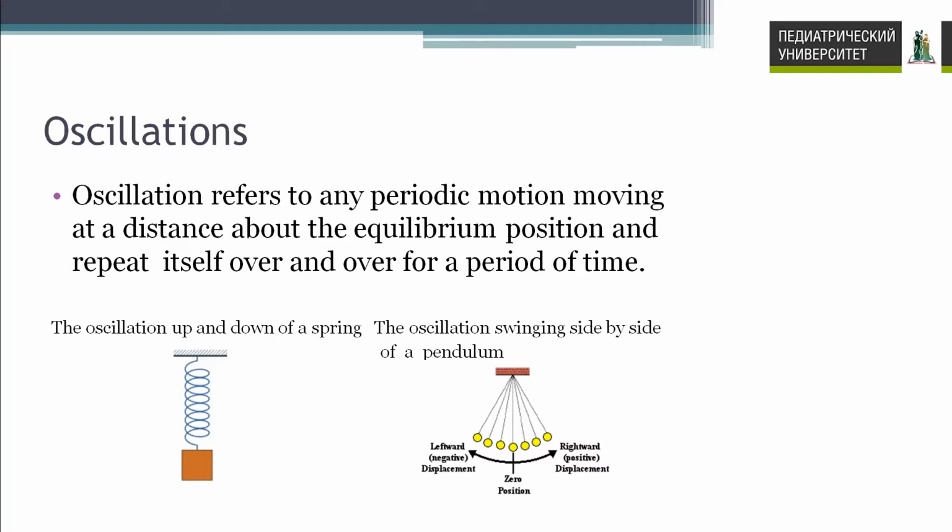Consider the examples of oscillations in the figures on this slide. On the left side, oscillation of the spring, up and down, up and down, up and down. And on the right is a mathematical pendulum, where oscillations swing from right to left, side to side, through the zero position.